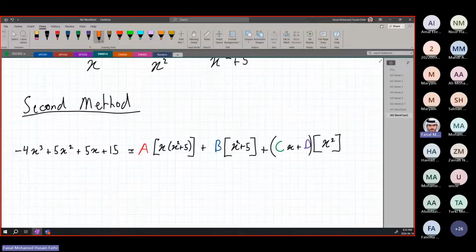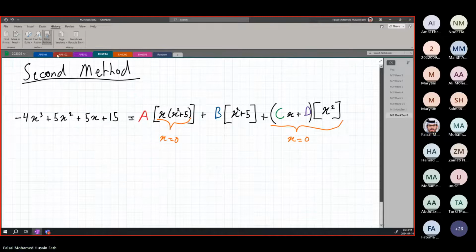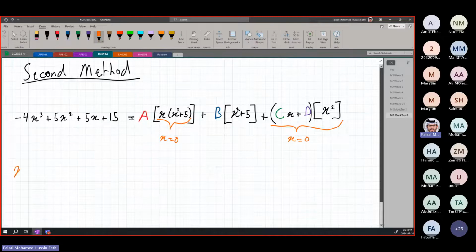So here, how can this be equal to 0? We have an x. So if x is equal to 0, this will all cancel out. Same thing with this part as well, because it's multiplied by x squared. So when x is equal to 0, it will cancel all of this out, and we can find b directly. So we assume a first value of x, which is equal to 0.